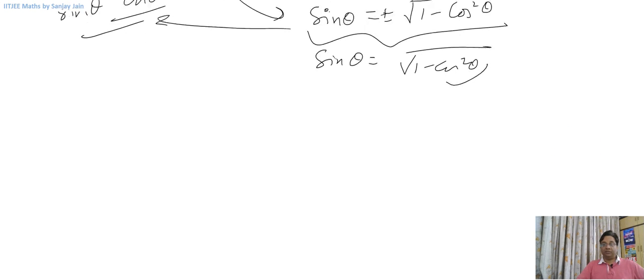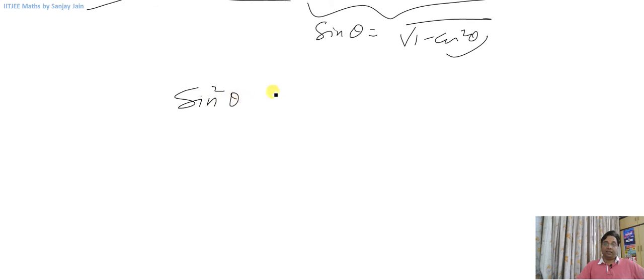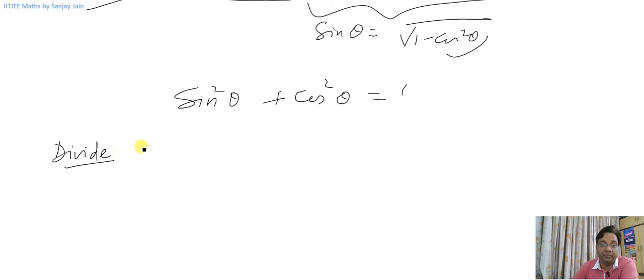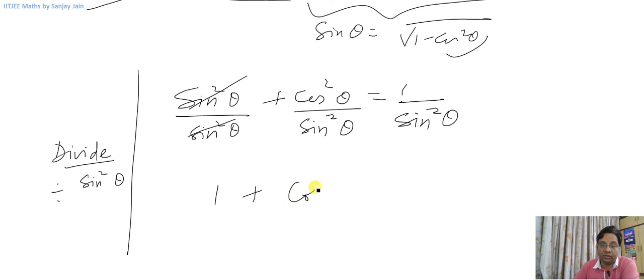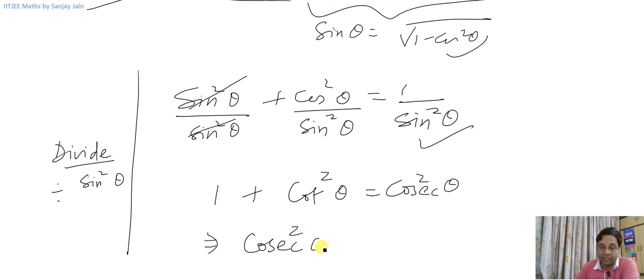Now another thing, if sine square theta plus cos square theta is equal to 1, we can find other identities by a little manipulation in this identity. If I divide both sides by sine square theta, let us say, then what will happen is this will be sine square theta by sine square theta, and this will be cos square theta by sine square theta, and here I'll have 1 by sine square theta, right. Now this will become 1, this is cot square theta, and this is nothing but cosecant square theta, right. So this gives me another identity, that is cosecant square theta minus cot square theta equal to 1.